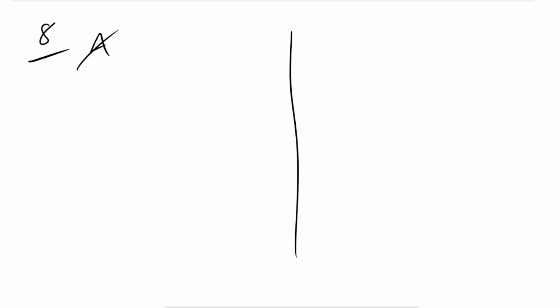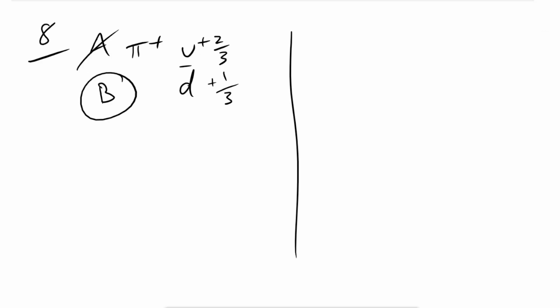Okay, let's have a look. B, positive pion. So positive pion, we know has to be up. What do we have? Plus 2/3, that's this charge. Anti-down, that's another plus 1/3. So yeah, I think it has to be B. Let's just check the other ones. Negative pion, no, that's got the wrong charge. Positive pion, once again, wrong charge.